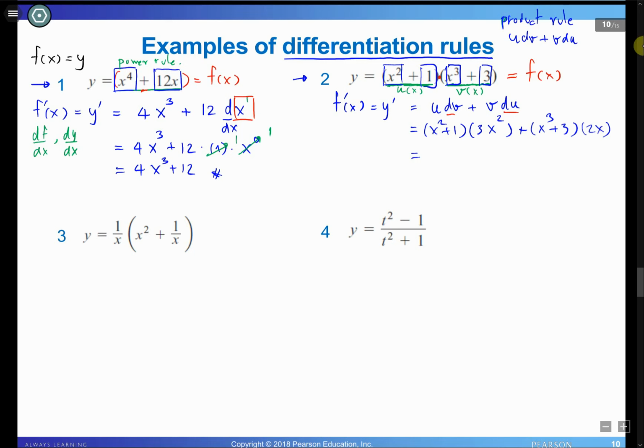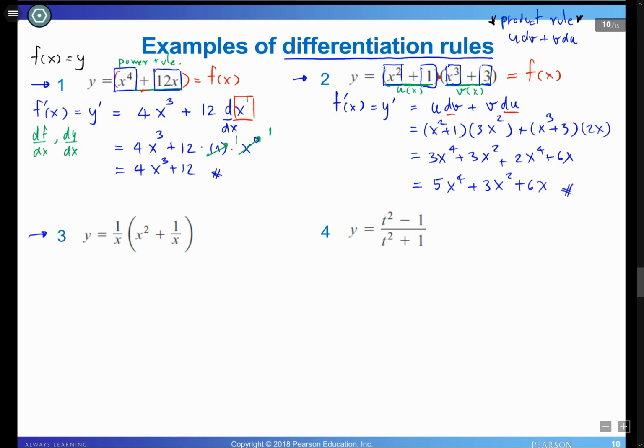Now let's multiply everything in. So what we have here is 3x to the fourth plus 3x squared plus 2x to the fourth plus 6x. So combining all these terms, simplify them. We have 5x to the fourth plus 3x squared plus 6x. And that is the answer for this second example. Not too bad, right? So for this one, we need to apply the product rule. And let's move on to number 3.